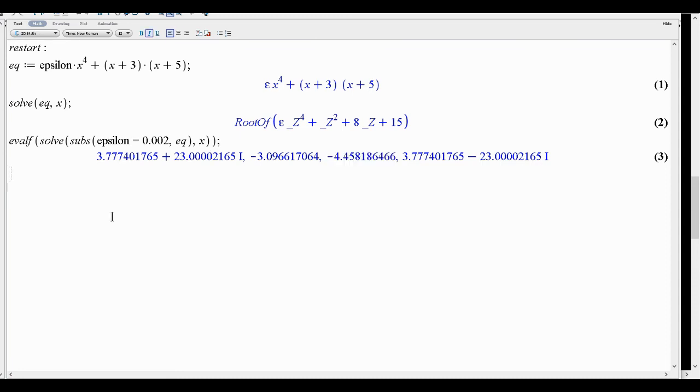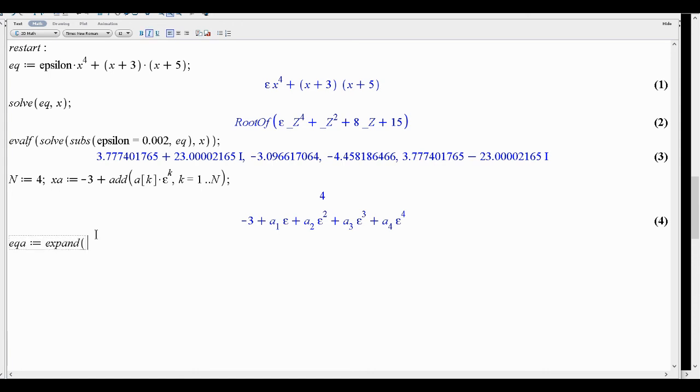So we will say xa is equal to -3. Let me try one thing here. Let me say n equals 4. Okay, x = -3 plus the sum of a_k times epsilon to the power k, k equals 1 to n. That's my approximation. I want to find a1, a2, a3 and a4. Then I will say EQA is equal to expand, substitute x equals xa in EQ.